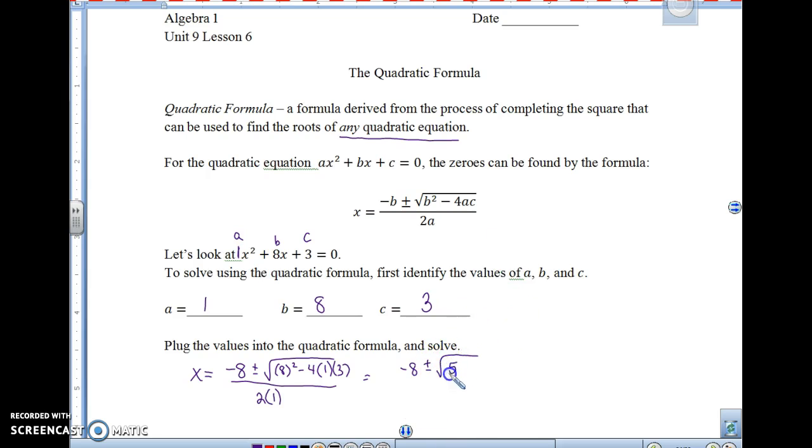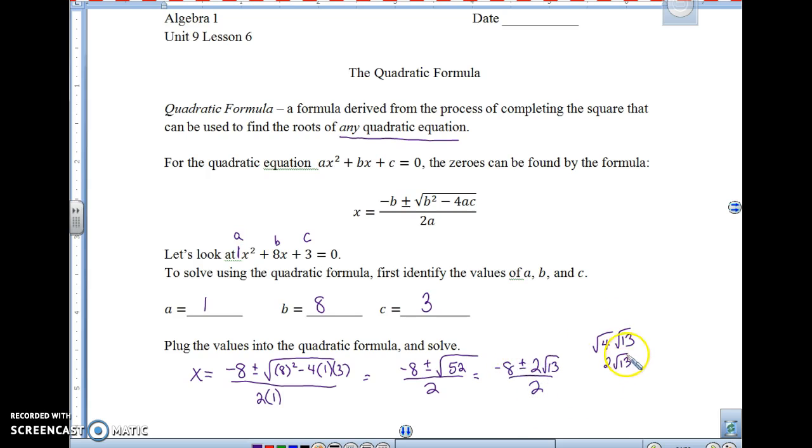So under the square root here is 52, all over 2. Okay, now I need to put the square root of 52 in simplest radical form. All right, so I need a perfect square that goes into 52. Well, I know that 52 is 4 times 13, which is 2 times the square root of 13. So this is going to be negative 8 plus or minus 2 times the square root of 13 all over 2.